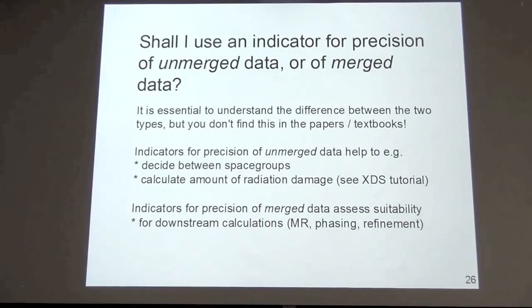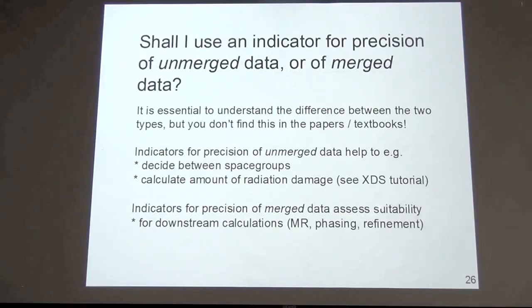And now, what do we need these for? Precision of unmerged data, for example, can help to decide between space groups. You can compare R merge in different space groups and decide on the right space group. Or it can be used to calculate the amount of radiation damage and other applications. Then indicators for precision of merged data assess something else. They are looking at the merged intensities and tell you how precise they are.